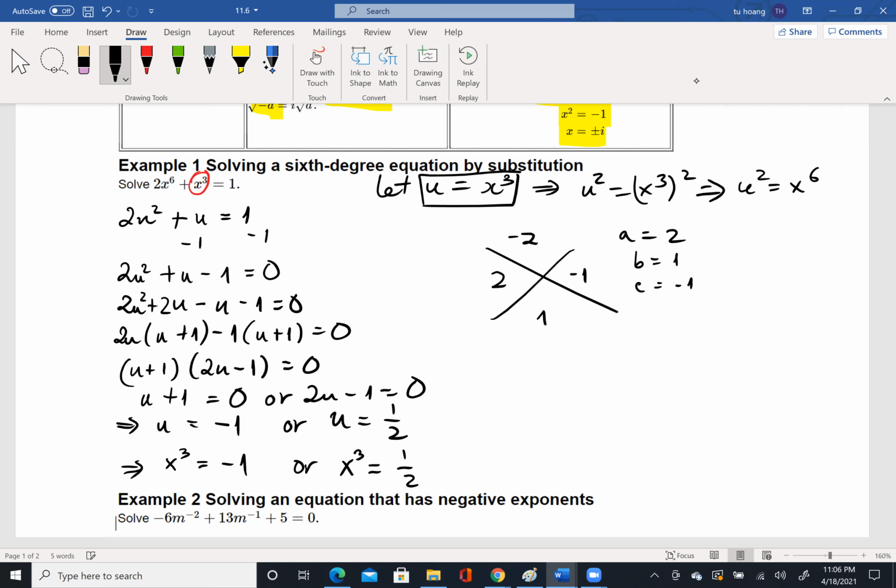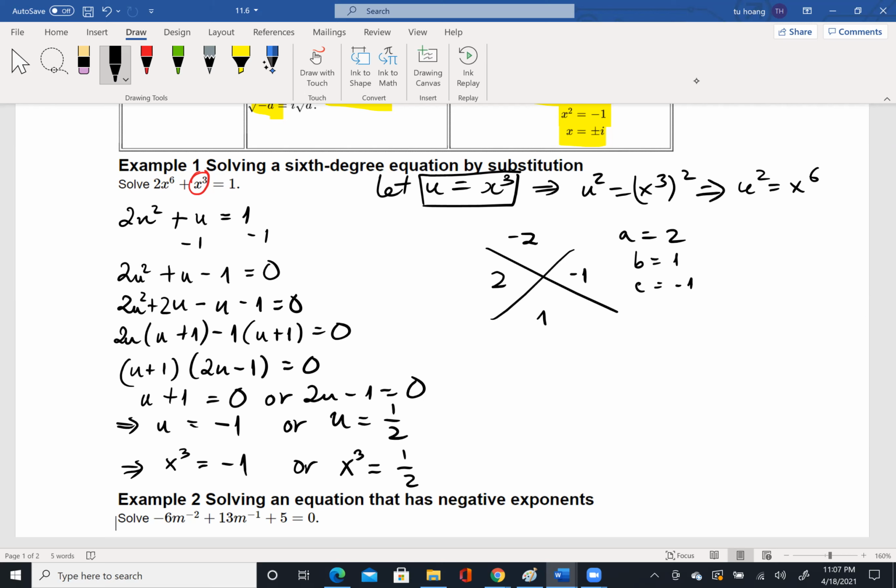Why do I have to do this? Because we are looking for x. We're not looking for u, right? So I still have to come back with x after I solve for u. Okay, so remember that. Don't stop at u equal to something. You have to keep going with x.